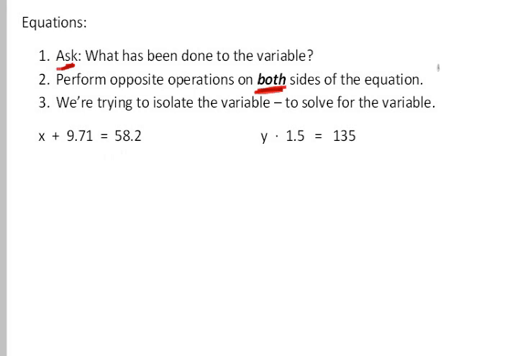Because we're working with equations that have an equal sign, they must maintain balance. Whatever we do on one side, we also need to do on the other side. And we're solving for the variable. We're trying to find out what the variable equals.